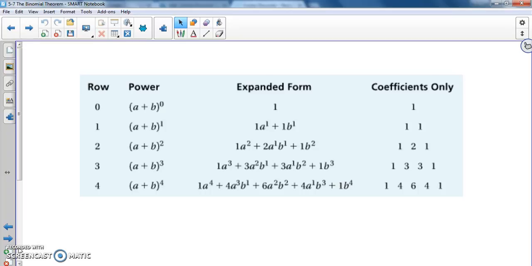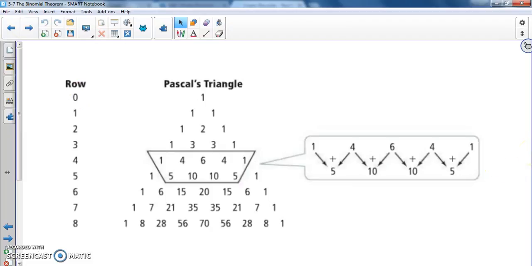So just take a look at these expanded forms of our polynomials. So we have (a + b) to the 0 power is 1. (a + b) to the first power is 1a to the first power plus 1b to the first power. Then we have (a + b) to the second power. We have 1a squared plus 2ab plus 1b squared. So here what we're seeing is a relationship between the coefficients and the term and the power of our binomials. So the coefficients only column matches the numbers in Pascal's triangle.